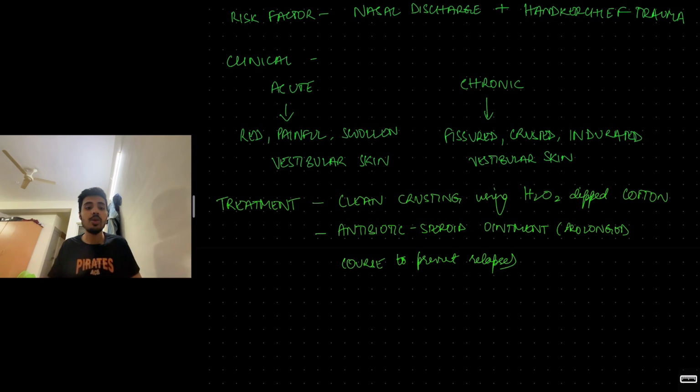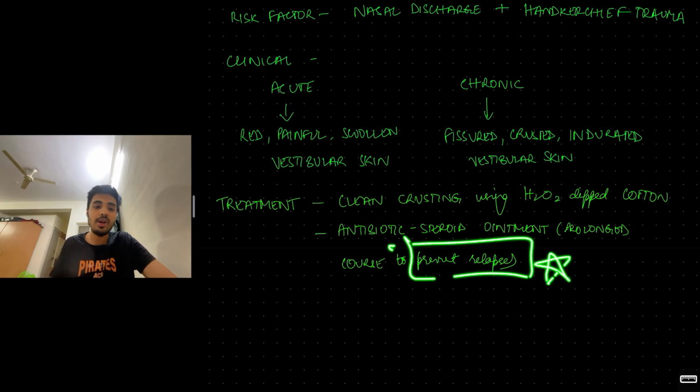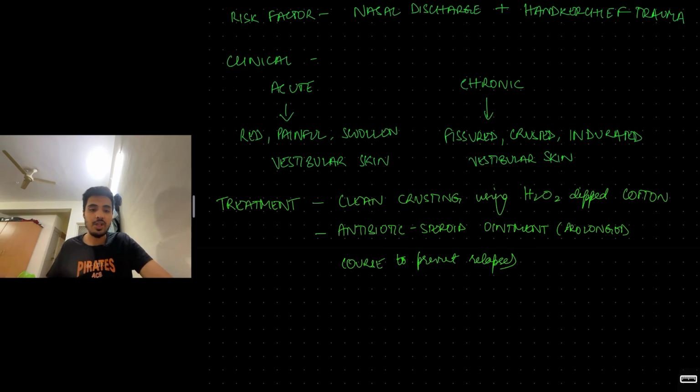Then you'll give antibiotic steroid ointment. When you give antibiotic steroid ointment, the patient initially feels that he's gotten much better. But with vestibulitis, you have to give a prolonged course. You have to continue it even for a few days after feeling better to prevent relapse. Very, very important: the antibiotic steroid ointment, you have to continue for a significant duration.